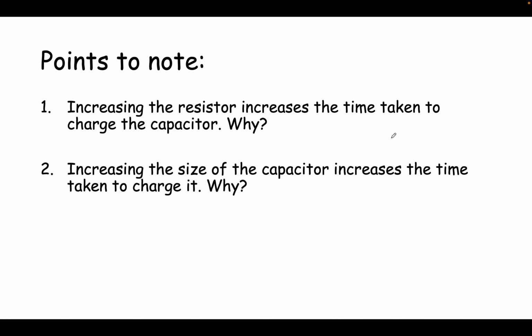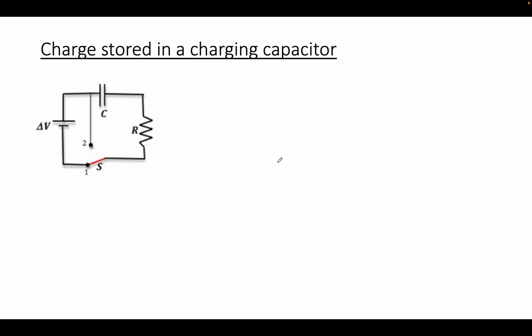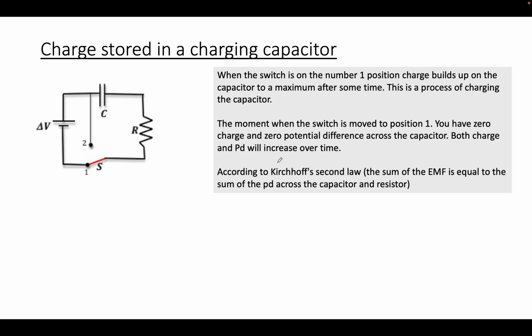So as we know, increasing the resistance increases the time taken. Increasing the capacitance increases the time taken. Again, less current will flow if you increase the resistance, as you know from Ohm's law: bigger R, smaller I. Increasing the capacitance will increase the time because it can store more charge, so it will take longer to charge. Okay, so when you turn the switch on, the capacitor will start to charge. It takes time, but it will get there.